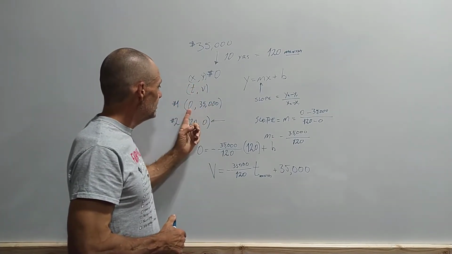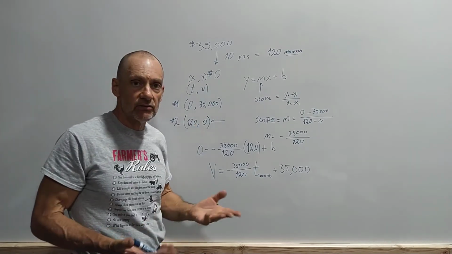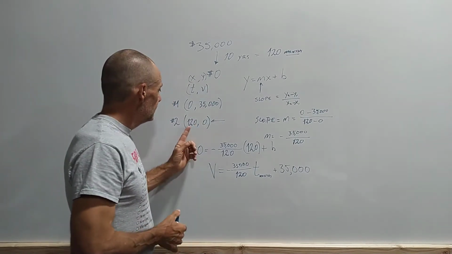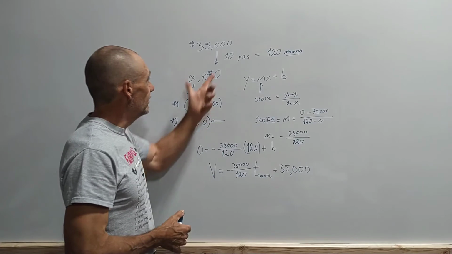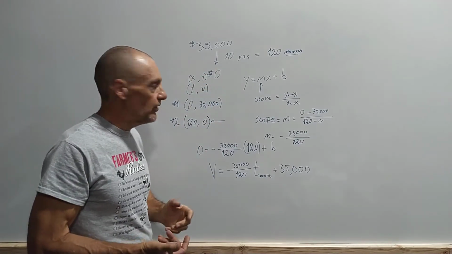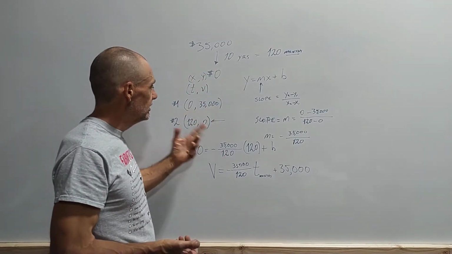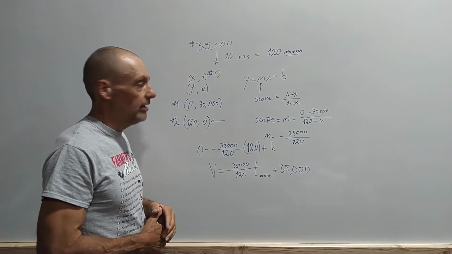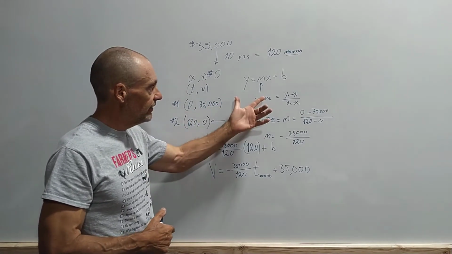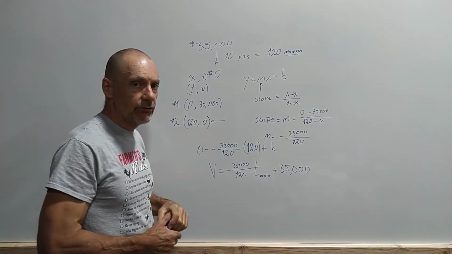So when the time is 0, the value is 35,000. That's what we said, yes? And when the time is 120 months, its value is 0. This is just a statement of the problem, all right? So these 2 points represent the statement of the problem. So this linear function has to agree with these 2 points.